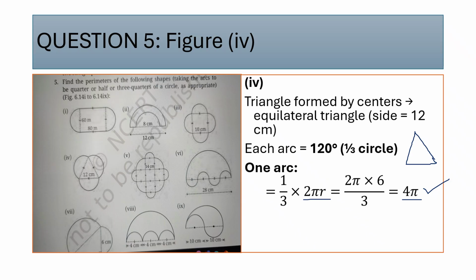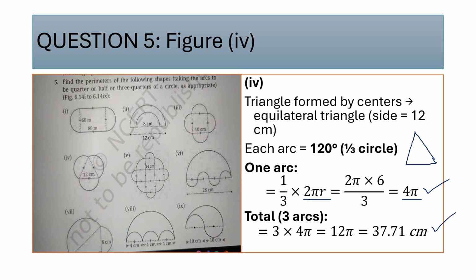4 pi. Hope this point is very, very clear to you, students, because to understand the figure and to find the perimeter, first you need to break this down. So in total how many arcs do we have there? 3 arcs. So 3 into 4 pi will be 12 pi, and when you substitute the value of pi and multiply with 12, you will get 37.71 centimeter. Hope this is clear to you. So this is your answer. Okay. So here when I put the triangle, I was basically talking about each arc.